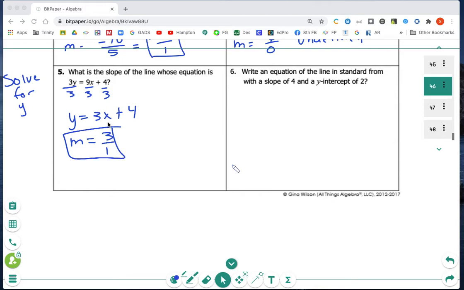Write an equation of the line in standard form with a slope of 4 and a y-intercept of 2. As soon as I see equation of the line, I'm going to write y equals mx plus b, m equals, b equals. My slope is 4. My y-intercept is 2. So I'm going to have y is equal to 4x plus 2. Now, if I were writing this in slope-intercept form, I would be done. But I'm not. I have to put it into standard form.